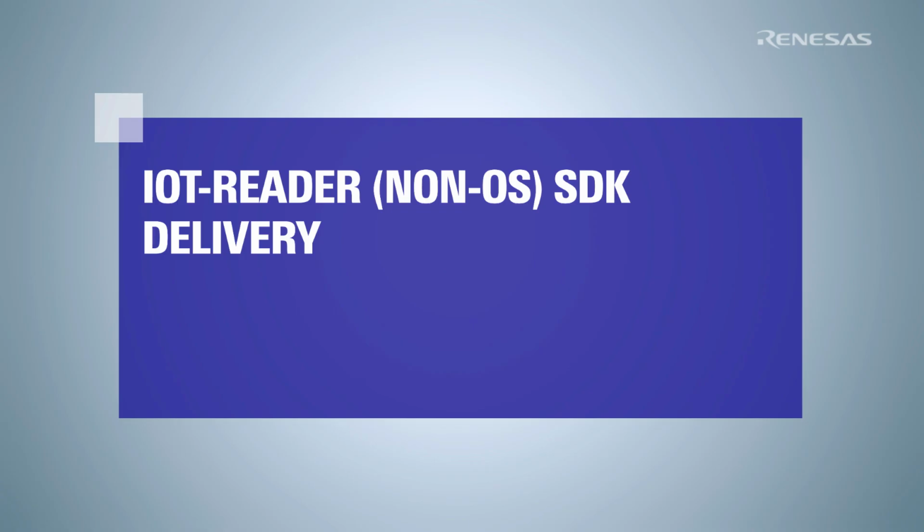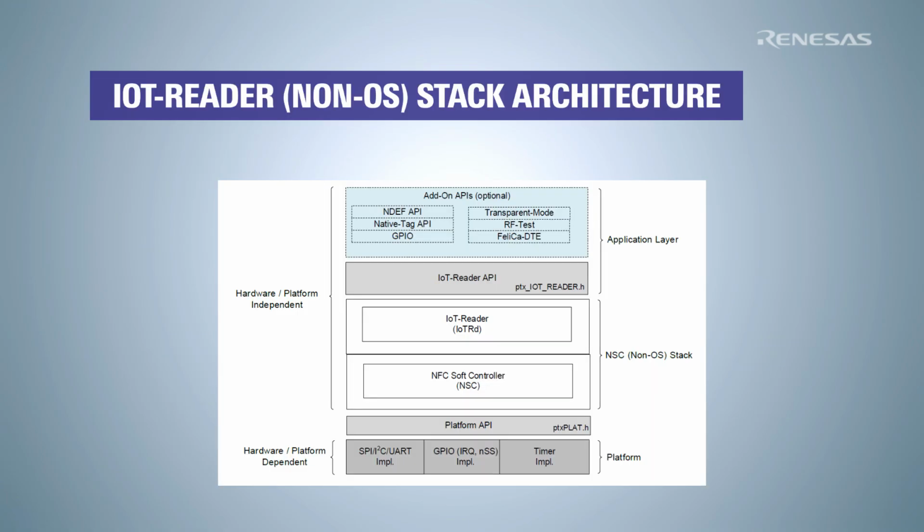Next, as we look at the architecture of the non-OS stack, we can see the 3 layers: the application layer, the hardware independent layer, and the hardware dependent layer. The hardware or platform dependent layer is the one where we define the pin configuration, settings for communication protocol, and settings for timers and interrupts. Once these have been set, we can work with the components in the application layer, which is primarily defined in the IoT reader file. This file consists of the API definition and interfaces for the different NFC protocol implementations that come built in with the SDK.